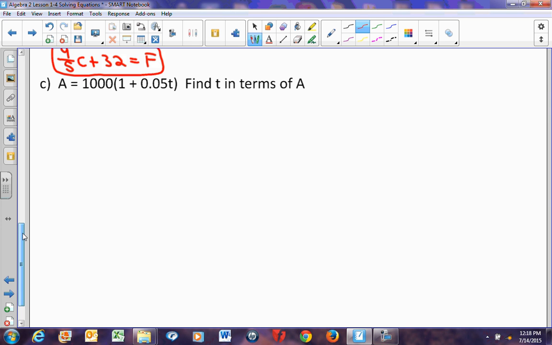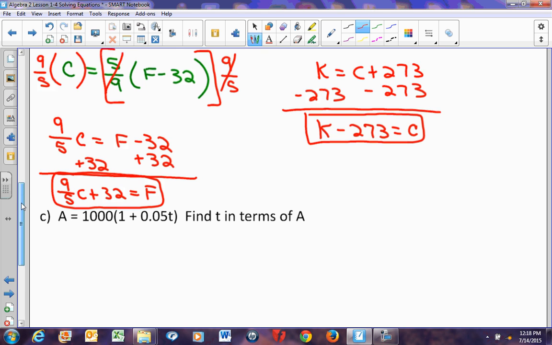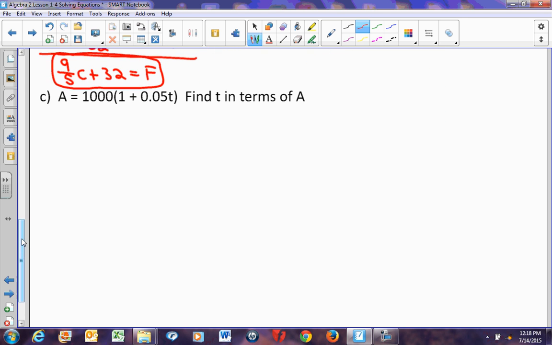The easiest way is I look at this and I go, let's just distribute it through. Remember, in letter A, we did not distribute the 5/9 because it was going to make an ugly fraction with the 32. I could have, but I chose not to because it was easier not to. Here, I'm going to distribute it, so I'm going to have A equals 1,000 times 1 is 1,000, plus 1,000 times 0.05 is going to be 50T. Now I need to solve for T.